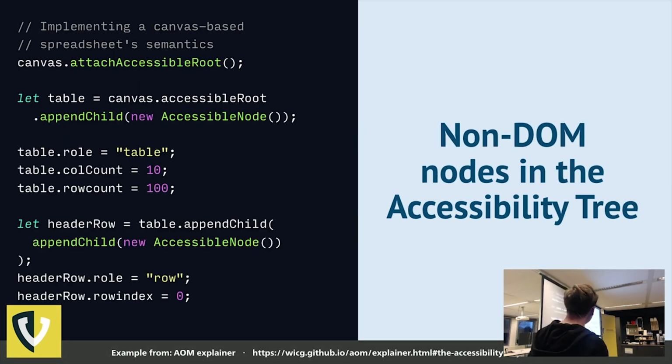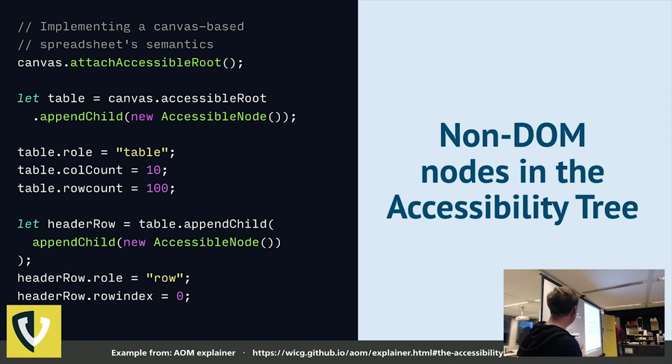One more cool thing that you can do with the accessibility tree is have non-DOM nodes in there. So for example, if you build your whole app on a canvas, it doesn't have a DOM, so there's no accessibility information for any of your stuff. But with this, you would be able to create an accessibility tree for something that doesn't have DOM. So you can just make it up as you go along and provide everything yourself.